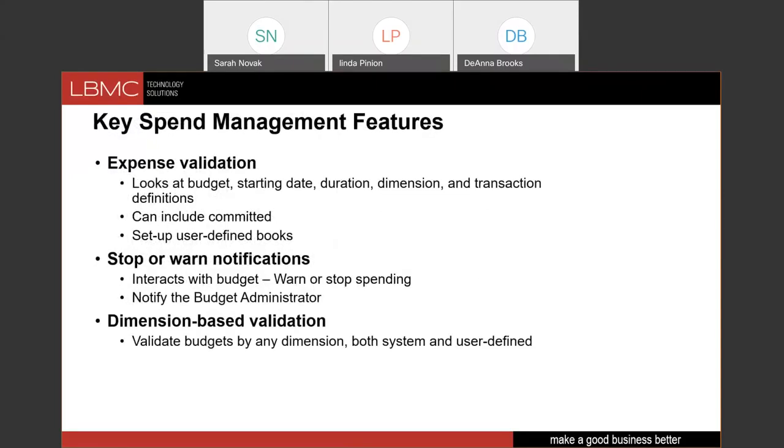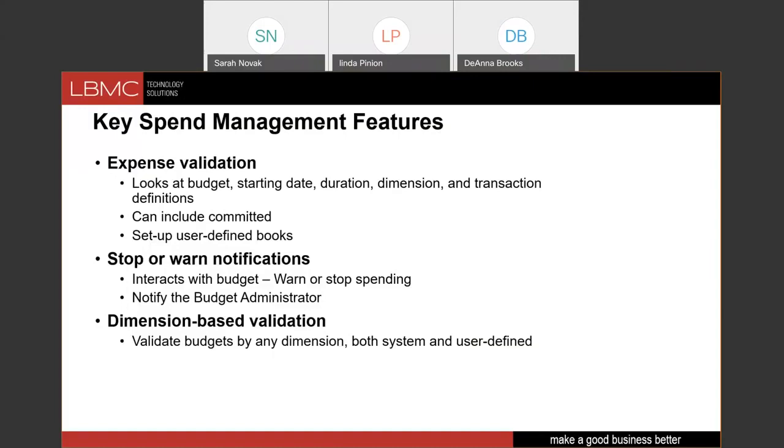So a few more things about spend management. Again, it's going to look at the budget. It's going to look at a starting date and the duration. So this is part of that configuration that I talked about. It's going to look at the dimensions and transaction definitions that apply. So as an example, you might say, if it is a transaction definition that's a purchase requisition, I want you at the time I enter the purchase requisition to look at that particular account, maybe it's office supplies, against a particular budget, current year, and I want you to pull up that Spend Insight window and let me know if I have the funds available to spend.